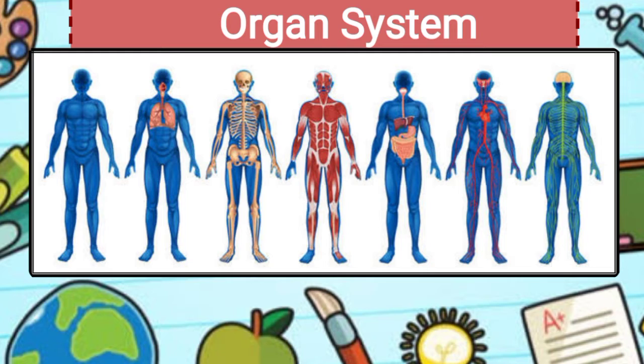An organ system is a group of organs and body parts that work together to accomplish a common goal and to perform different functions in our body, like skeletal, muscular, nervous, respiratory, digestive, circulatory. All are examples of our different organ systems.